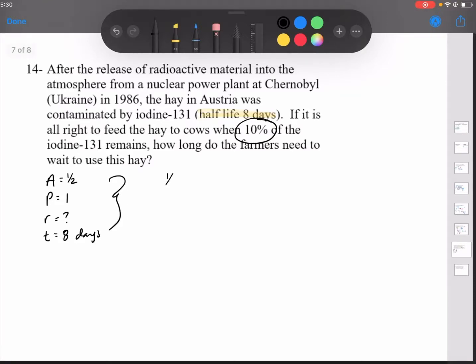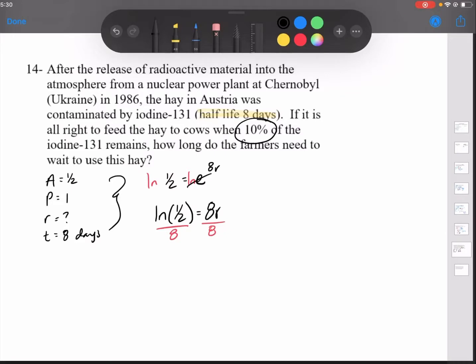So I have a half is equal to e, 1 times e, or just e, raised to the 8r. So I'll go ahead and take a natural log of both sides to get rid of that base e. So natural log of a half equals 8r. Divide by 8.